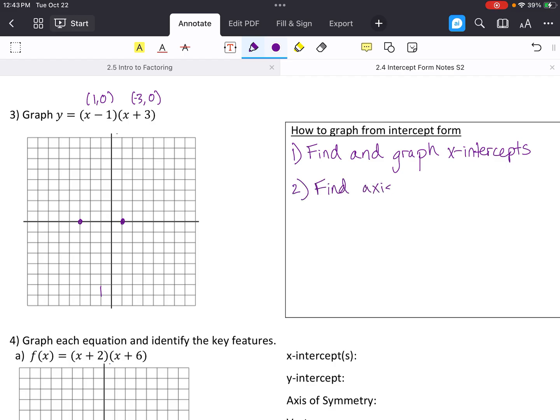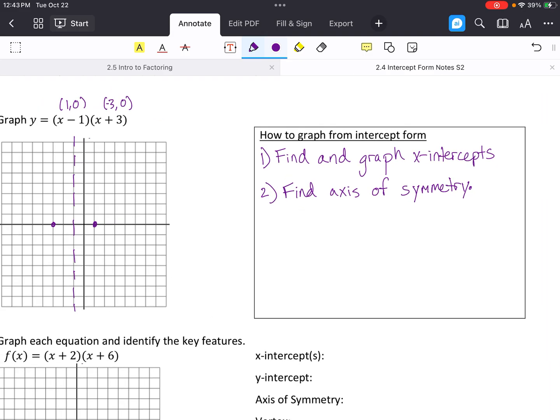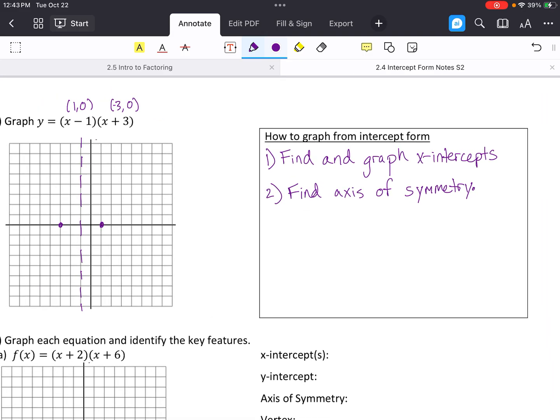And now we can find the axis of symmetry, which is halfway between the two x-intercepts, which is going to be at -1. And now at this time we can work backwards with our a value.